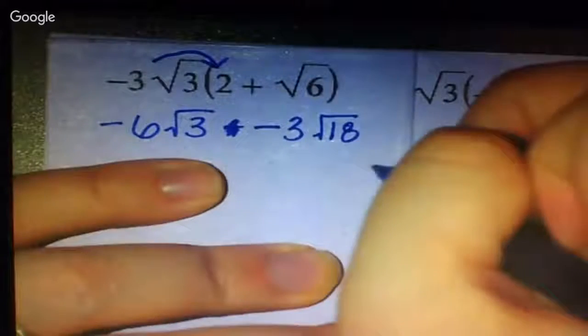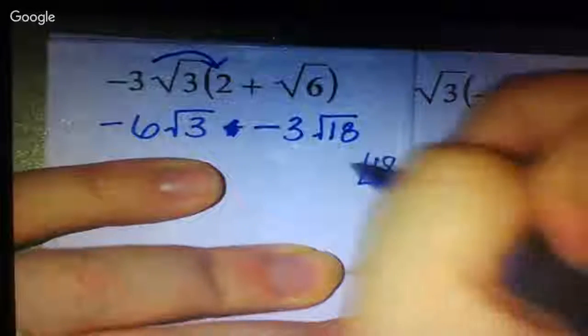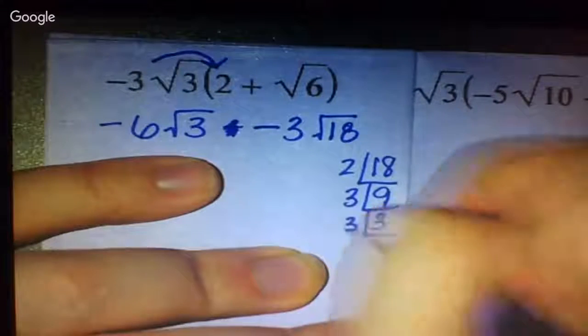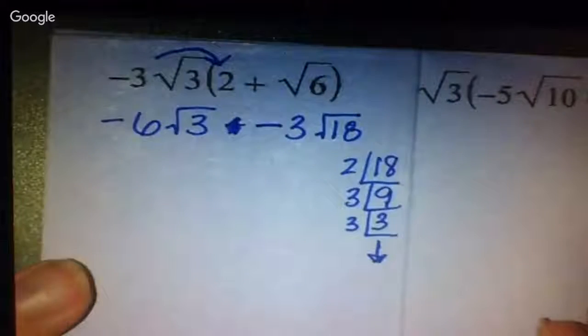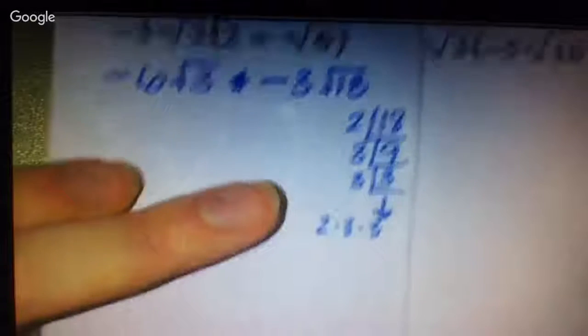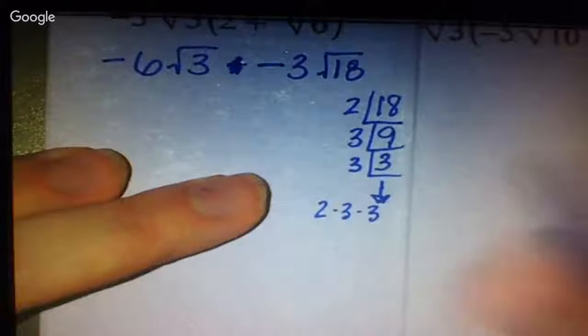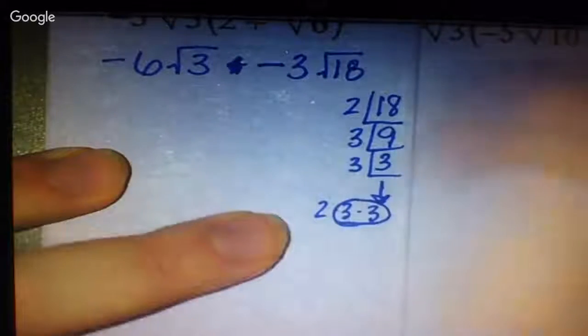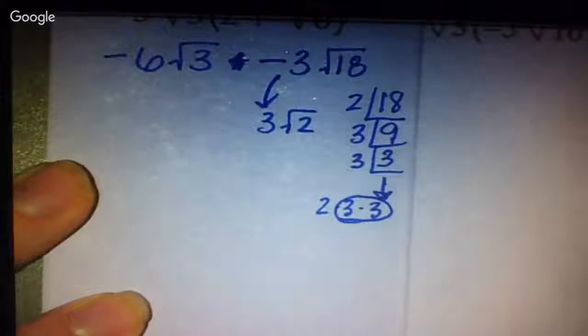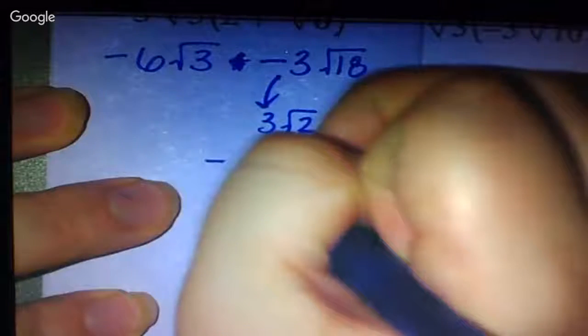But let's check out 18. I can break down 18. 2 and 9, 3 and 3, 3 and 1. So 18 is 2 times 3 times 3. Okay? We group in 2s. So this is actually 3 square roots of 2. And don't forget to bring down that negative 3 that you already have. So this is technically negative 9 square roots of 2.